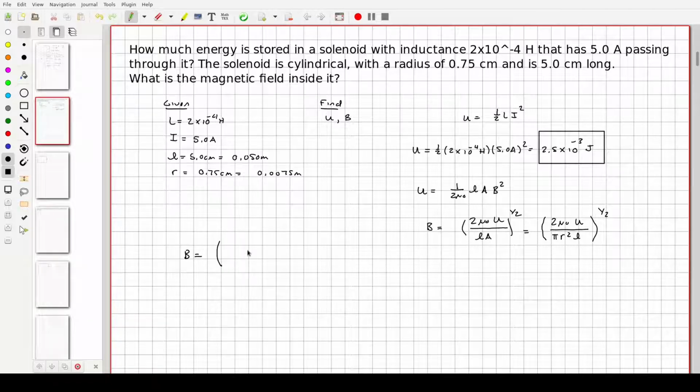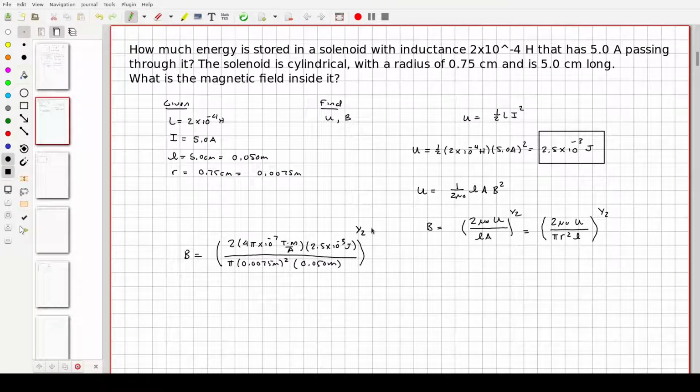So if we plug some numbers in here, 2 times mu naught is 4 pi times 10 to the minus 7th Tesla meters per ampere. The energy we just found out to be 2.5 times 10 to the minus 3rd joules. In the denominator, we have pi times 0.0075 meters squared. That's our radius. And then we have our length, which is 0.050 meters. And we have to square root all of this.